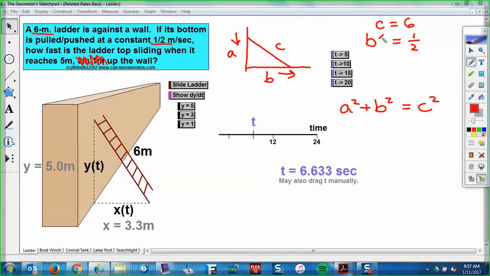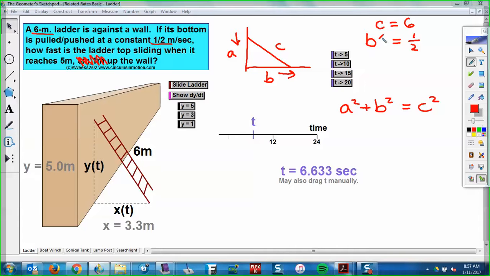Positive or negative? 1/2. She says positive. Why is it positive? Because B is doing what? B is increasing, right? So B prime better be positive. Now, what do you suppose about A prime? Doesn't A prime have to be negative, right? Because A is decreasing, right? A is decreasing.